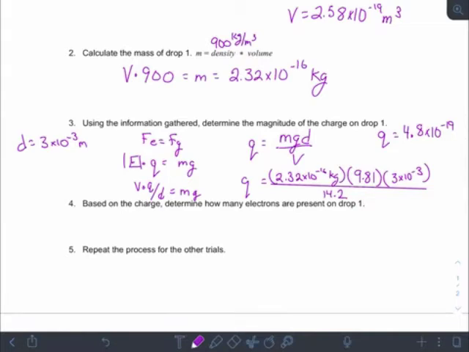And then we can just set up a ratio. We know that one electron has 1.6 times 10 to the negative 19. And so we want to know how many electrons this is. That gives us 4.2... oh, 4.8, sorry. Okay, so 4.8 divided by 1.6.